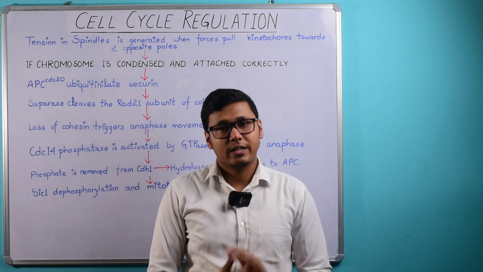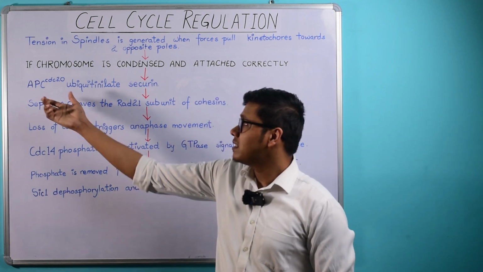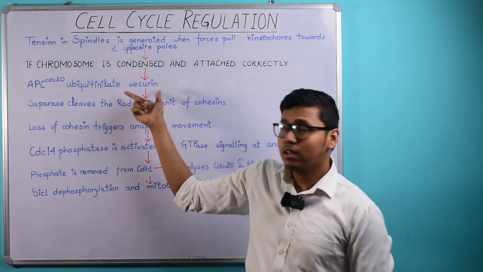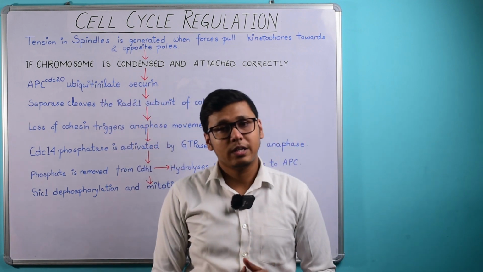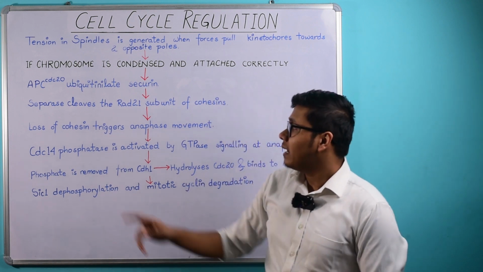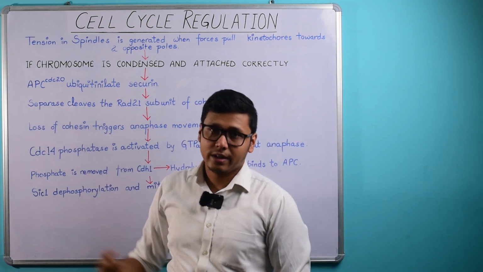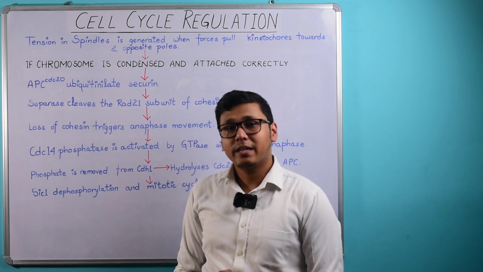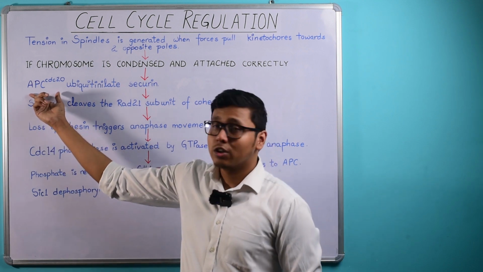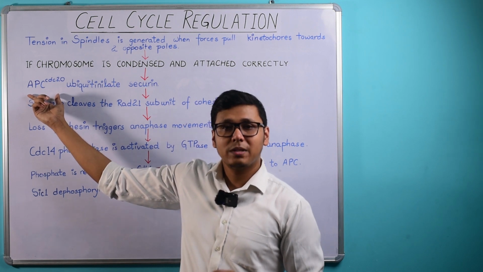APC-CDC20 is activated. And you all know, when APC-CDC20 is activated, it is going to degrade the securin with the help of ubiquitin mediated ubiquitin proteasome pathway, right? And the separase is going to get activated. Separase is basically inhibited by the mitotic CDK, but mitotic CDK is going to be inhibited by the APC-CDC20.